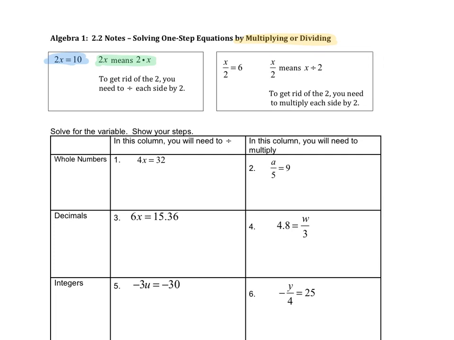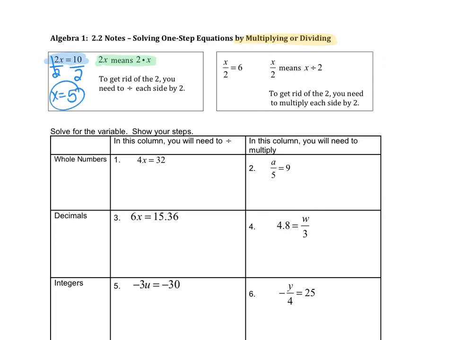So in order to get rid of the 2 in this particular equation, we're going to have to divide each side by 2 because it's being multiplied and we want to do the opposite. So if we divide both sides by 2, we should get x equals 5. 10 divided by 2 is 5.